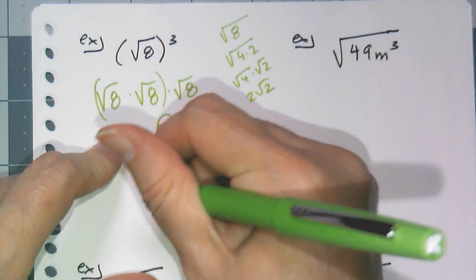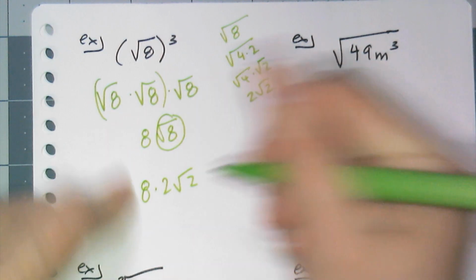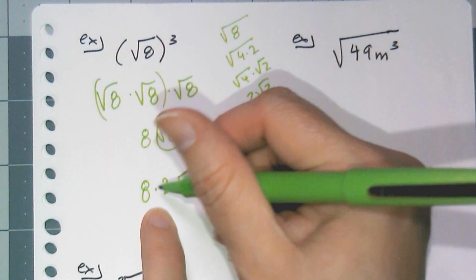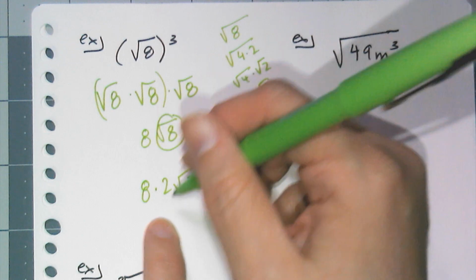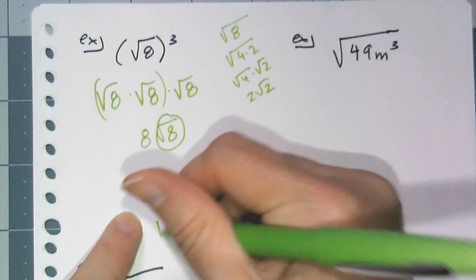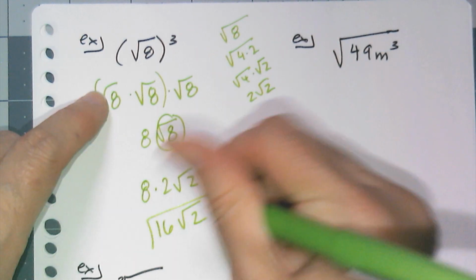So I have 8 times 2 root 2. And remember, there's multiplication there. It's implied. I didn't write it there, but it's there. And 8 times 2 is 16 square roots of 2. So that's how I can simplify this one.